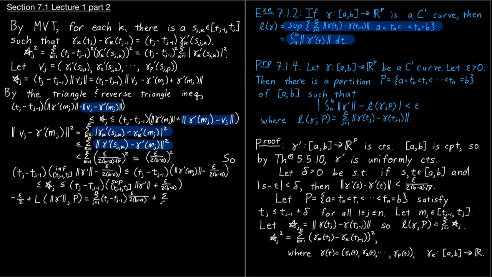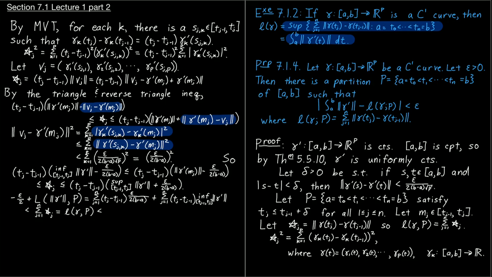And then if you look up the definition of lower Darboux sum from chapter 1, you get precisely t_j minus t_{j-1}, then the infimum over that interval of whatever you're integrating, which is the norm of gamma prime. And we have worked out that each of these is less than or equal to the corresponding star j. So the sum must be less than the sum of the star j's, which, remember, we said was the length of gamma measured over the partition P.